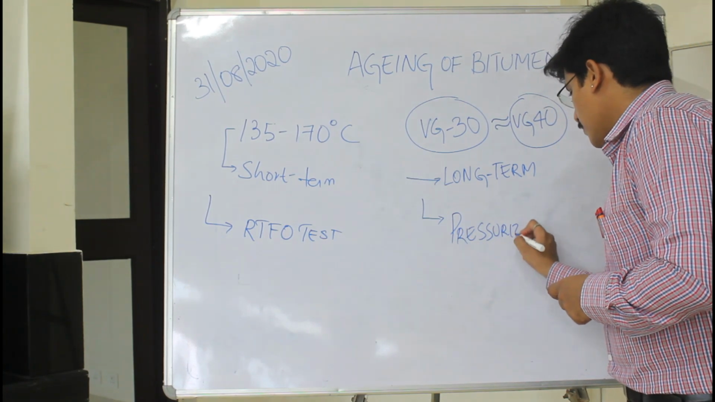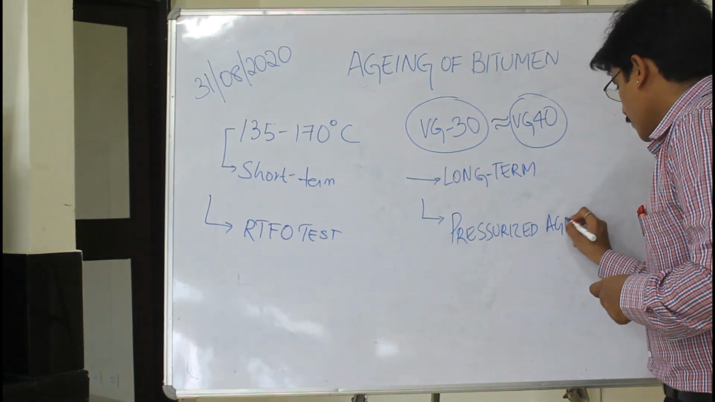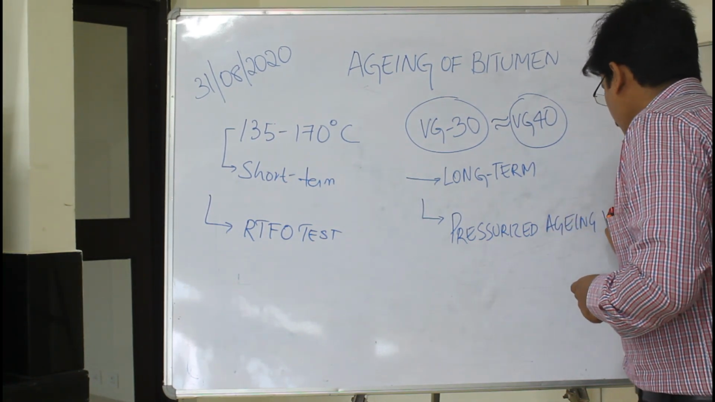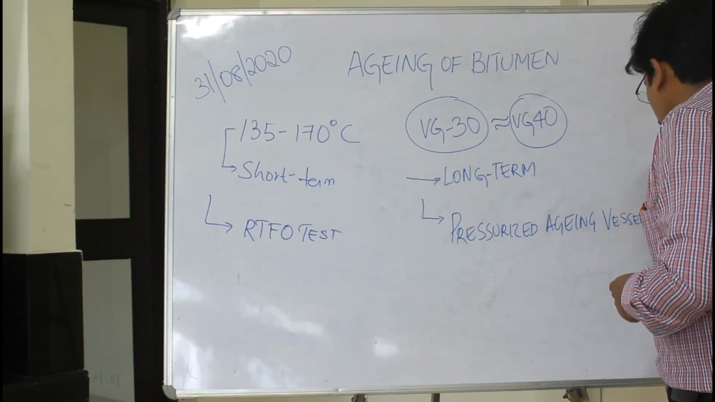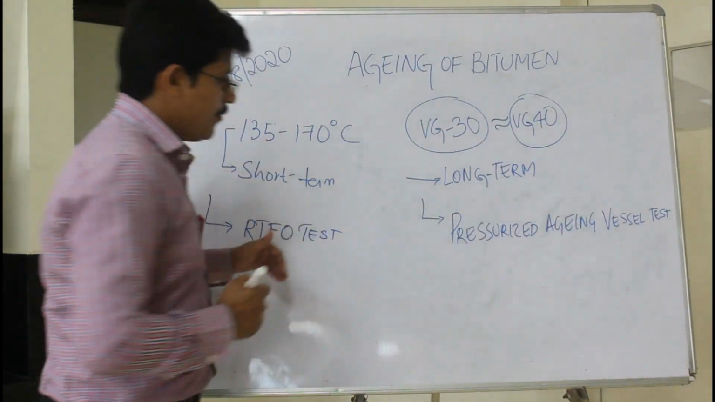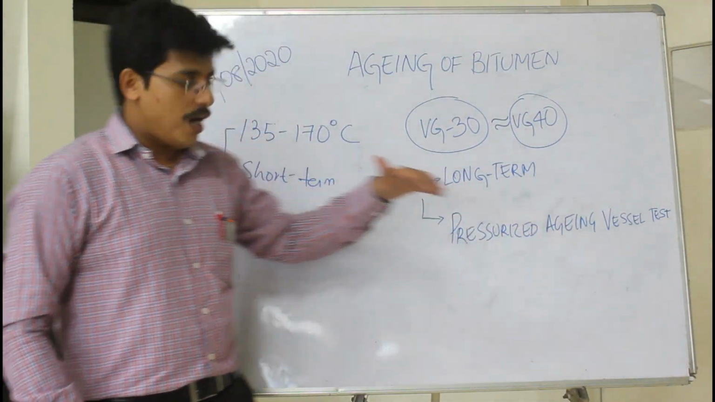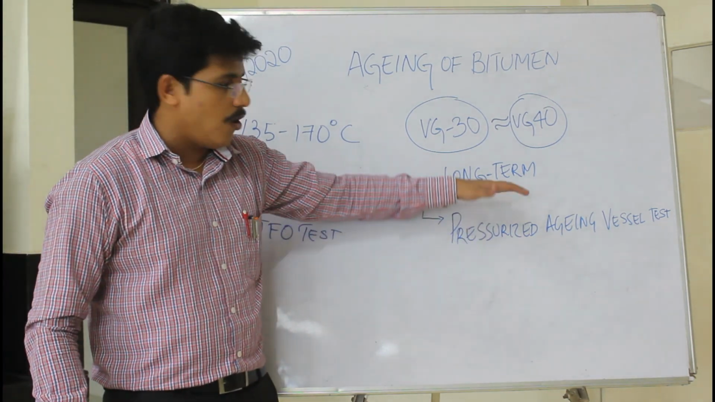Pressurized aging vessel test. So what is called the PAV test. So we have one is the RTFO test and another we have the PAV test. Now the RTFO is used to simulate short-term aging and the PAV is used to simulate the long-term aging.